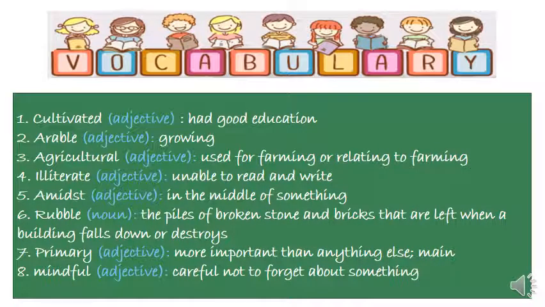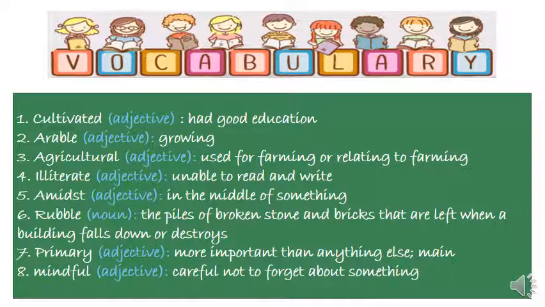Okay, now we are going to start with the vocabulary words. As you can see, we have 8 vocabulary words. We are going to start explaining them. First, we'll start with the word cultivated. Cultivated is an adjective, and it means well educated. Arable is also an adjective and it means growing. Agricultural is also an adjective and it is used for farming or related to farming. So everything related to farming is called agricultural.